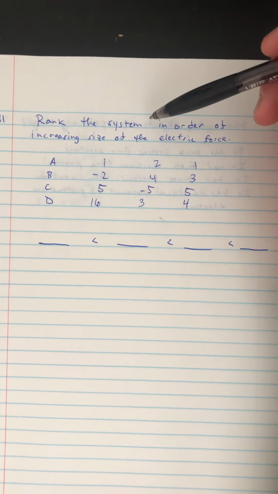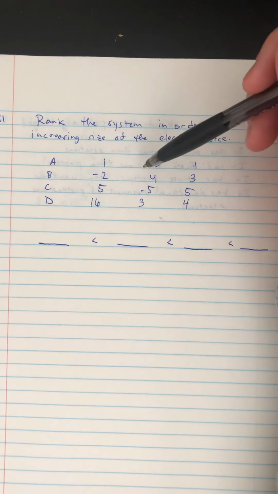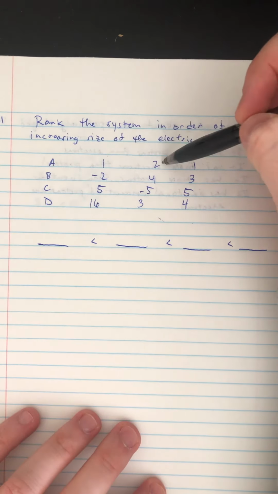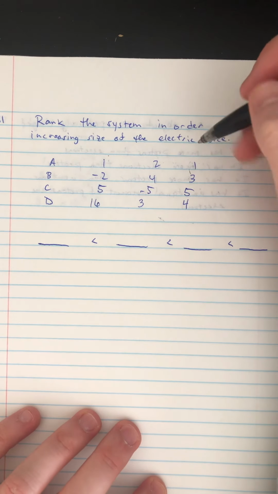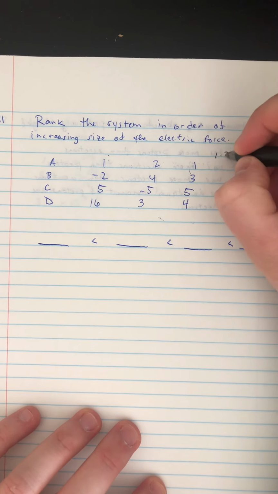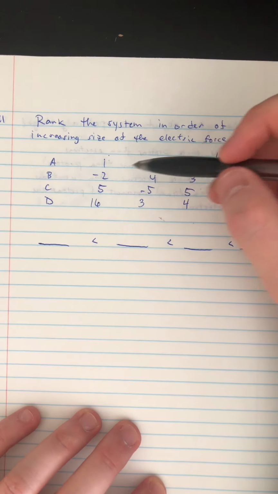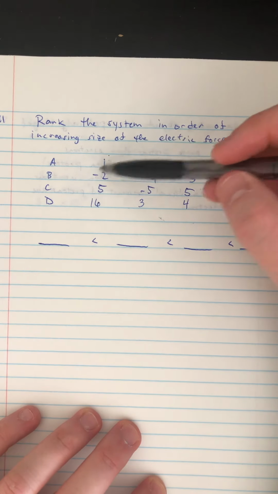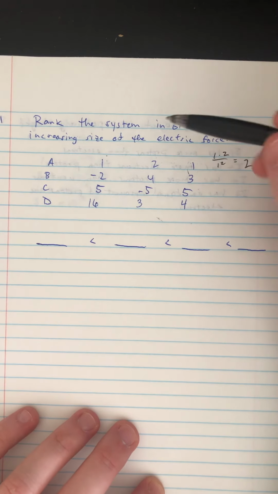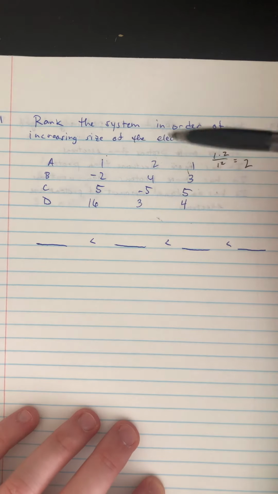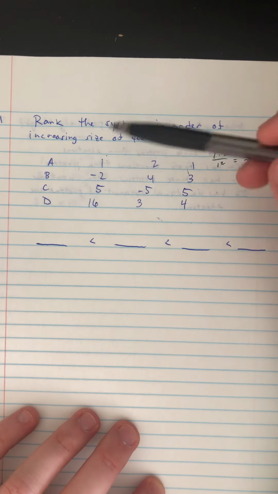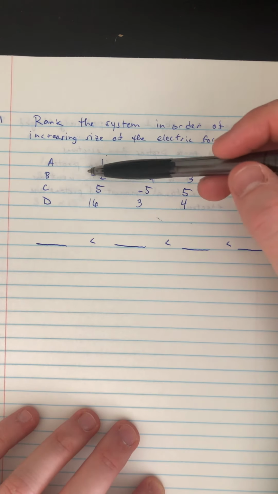Rank the system in order of increasing size of the electric force. So to find the electric force, right, what we want to do is multiply the first two and then divide by the square of the second. So 1 times 2 divided by 1 squared. That will give me 2, right? And negatives don't matter, right? In these types of problems where we're just ranking the size of the force, we don't need to worry about negatives.